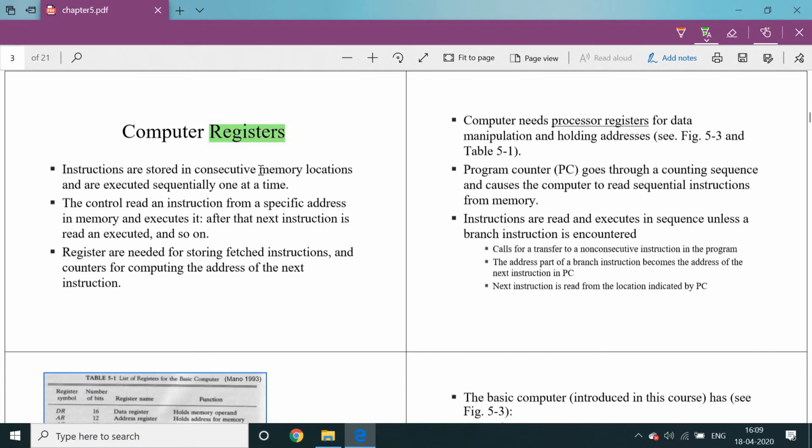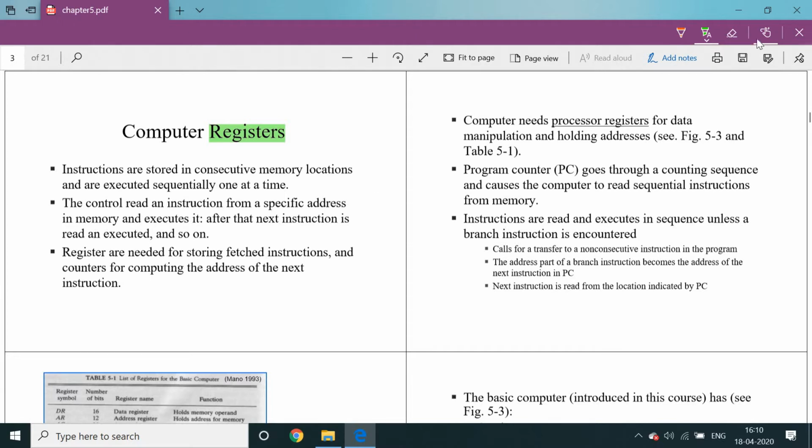Instructions are stored in consecutive memory locations, that means sequence by sequence of the locations, and are executed sequentially one at a time with the help of PC. We will see what is meant by PC. The control reads an instruction from a specific address in the memory and executes it. After that, the next instruction is read and executed, and so on.